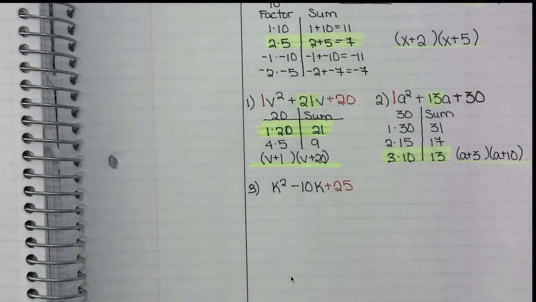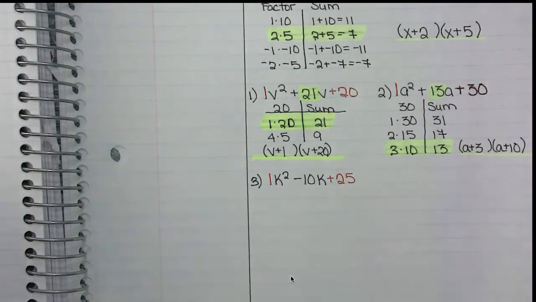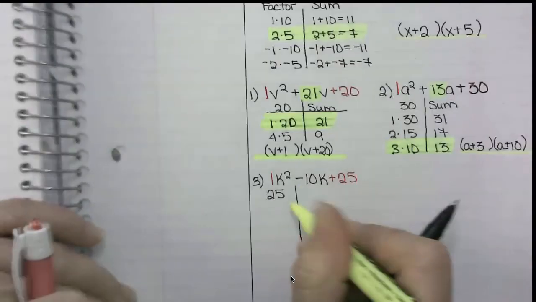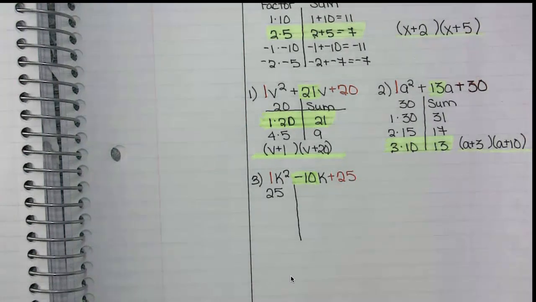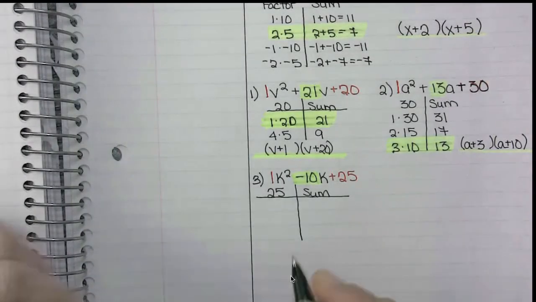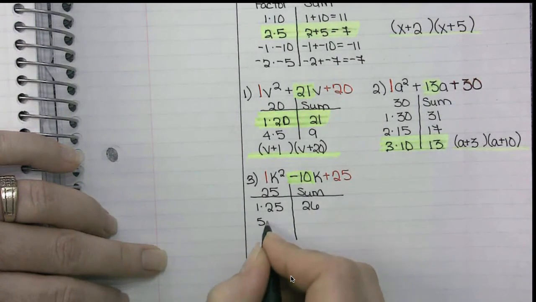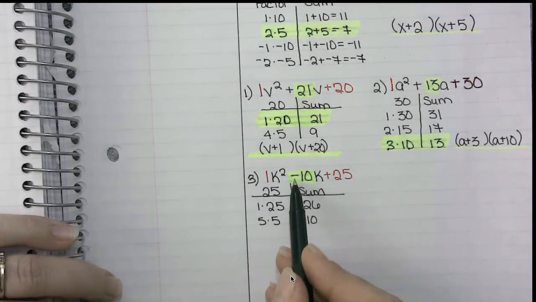So the factors here will be for 1 times positive 25. So I need factors for 25 that create a sum of negative 10. So now I know that I need positives and negatives when I'm factoring. And here's my sum. Okay, so we've got 1 times 25. If I sum these, that's 26, way too high. I have 5 times 5, and if I sum these, I get 10. And I need 10, but I need a negative 10.